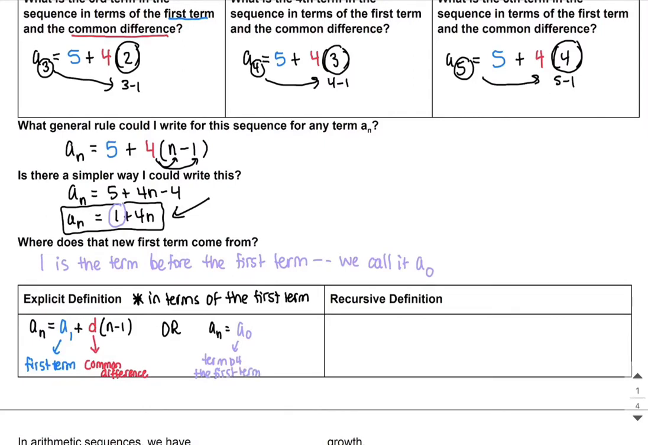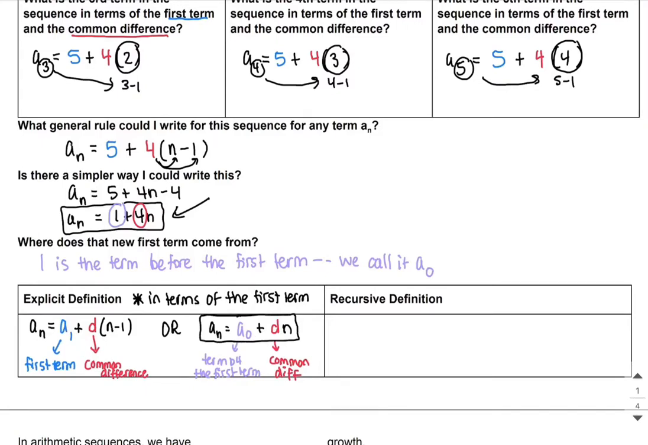And we add to that still the common difference. So 4 was our common difference. So we'll say D for a general rule. Our common difference times just n. So we have dn. This is the easier, simpler one to use.